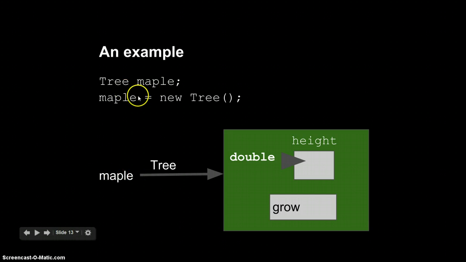And so now we've got a maple, a reference named maple, that references a tree object, which is right here, which we created in the second line. So that's how that works.